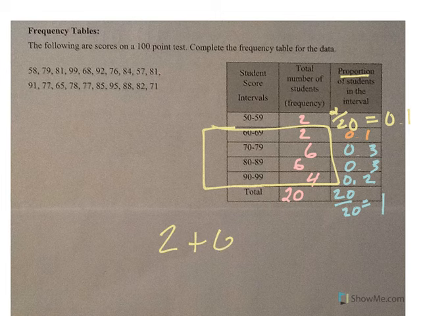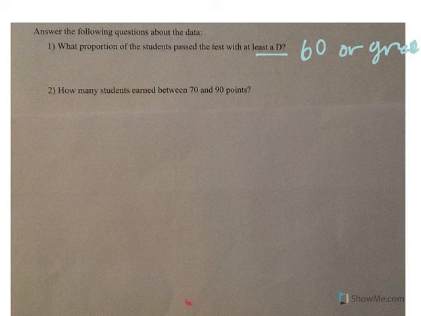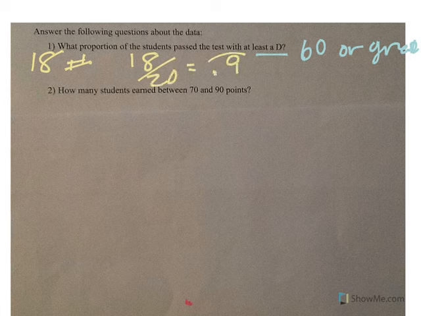So we're talking about 2 plus 6 plus 6 plus 4. All right, we're talking about 18 people. So what proportion? Well, 18 is the number, so the proportion would be 18 out of 20, which is 0.9.